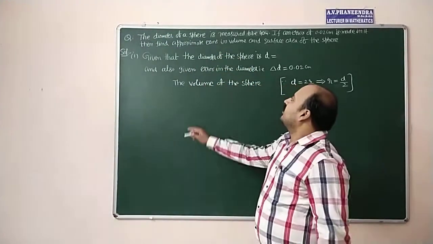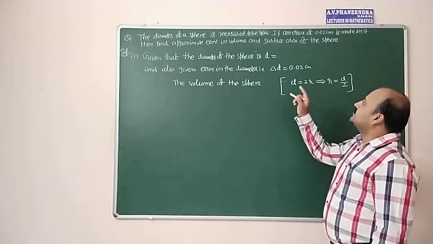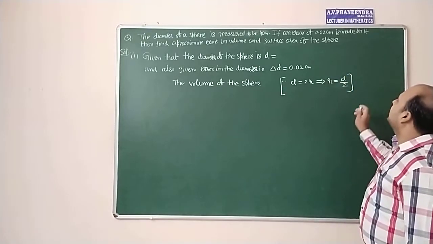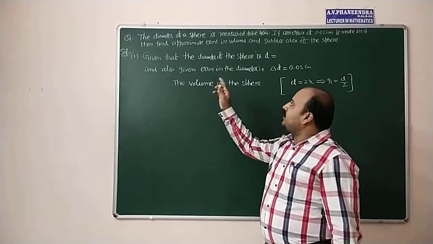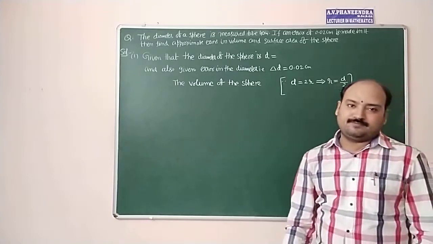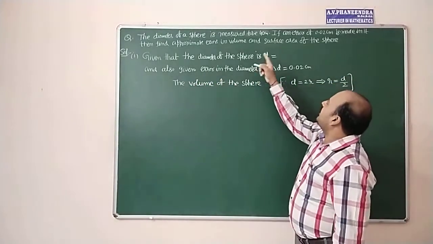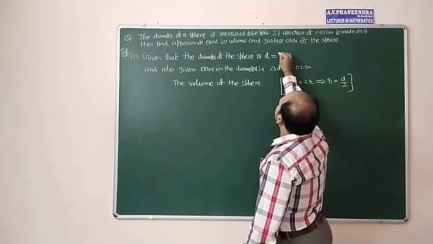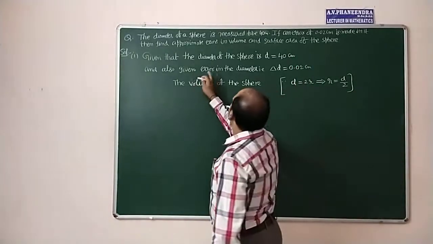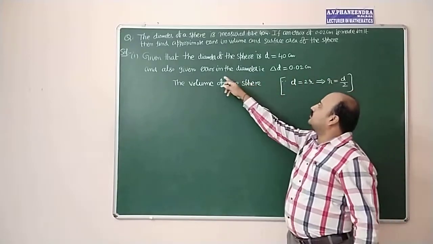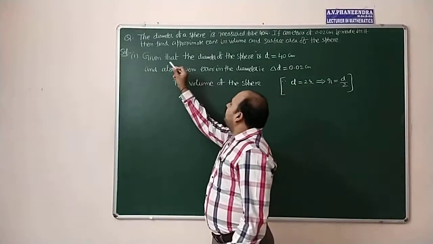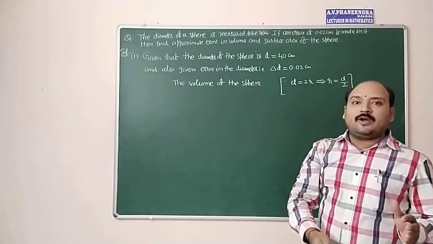Next question, dear students. The diameter of a sphere is measured to be 40 centimeters. If an error of 0.02 centimeters is made in it, then find the approximate error in volume and surface area of the sphere. Given that the diameter of the sphere is d is equal to 40 centimeters, and also given that the error in diameter is 0.02 centimeters. Now they are asking, then find the approximate errors in volume and surface area.